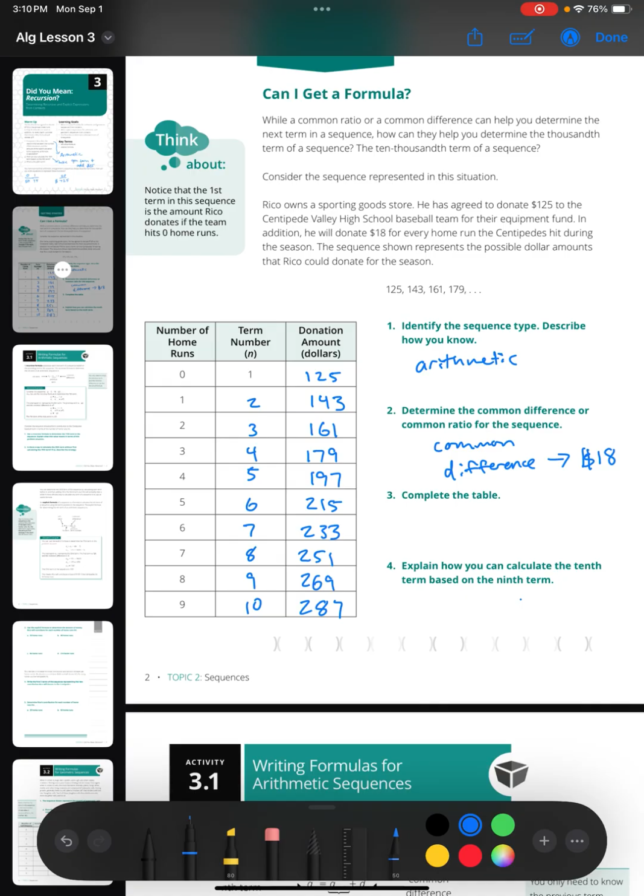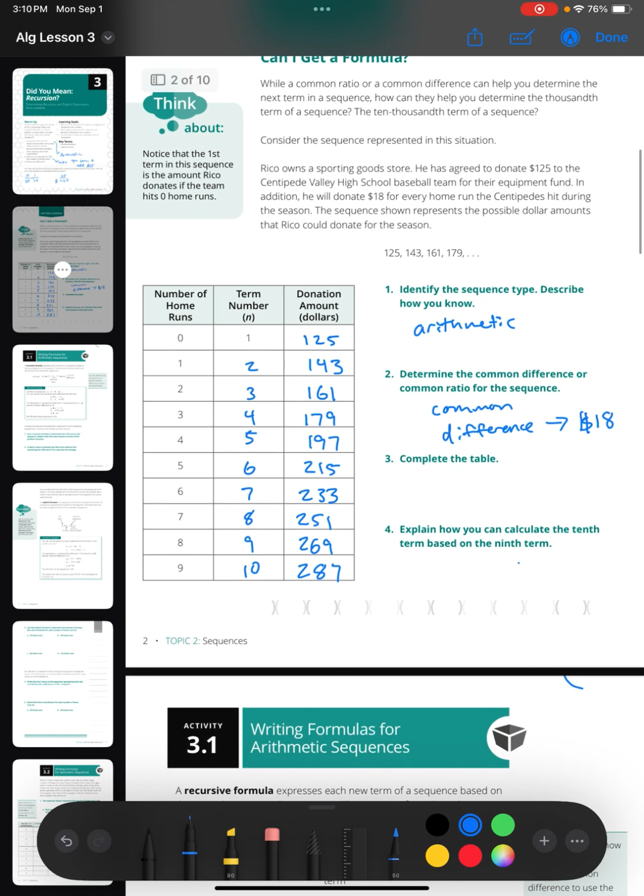And 4, explain how you can calculate the 10th term based on the 9th term. Well, if we know the 9th term, we would just add $18. And that would give us the next term in the sequence, no matter which term we're looking at. If we add another 18 to the previous term, we're going to get the next term in the sequence. All right, moving on to the next activity here.